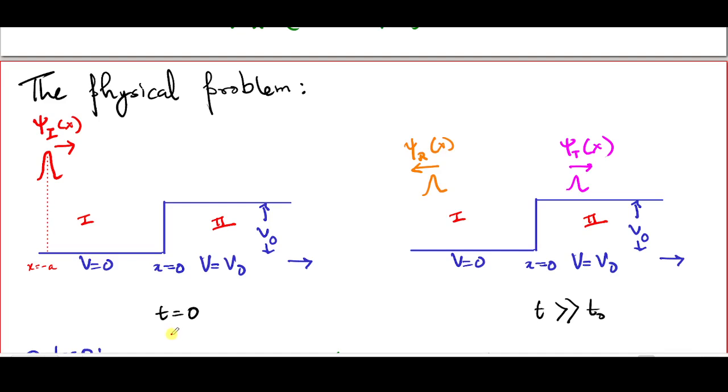Now this is the situation at t equal to 0. What happens when t is very large? Here we have said t is much, much bigger than t0, where t0 is a characteristic time that we are going to describe soon.